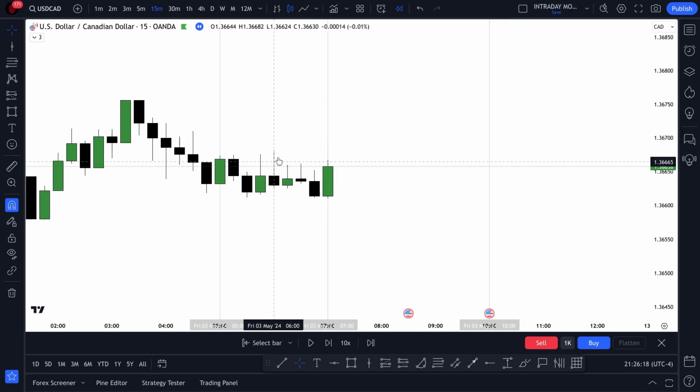We are going to now look to see if the market is going to break out of this consolidation, whether it breaks the high first and then gives us a short to go to the low, or whether it breaks to the low first and gives us a long to go to the high. That's why we like the consolidation.